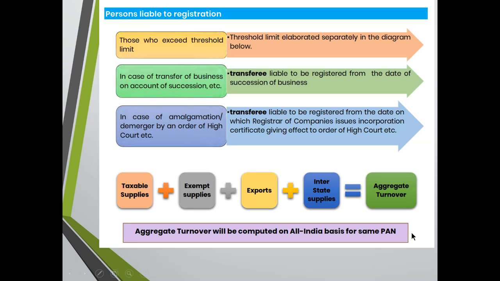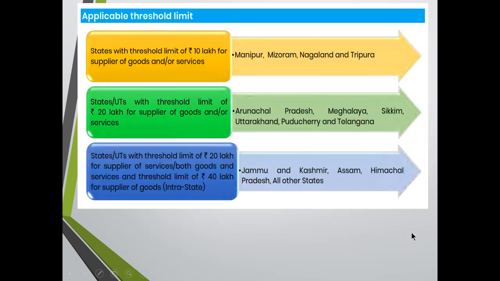Now, what is the threshold limit? State-wise, it would change. In the states of Manipur, Mizoram, Nagaland, and Tripura, if your total turnover is more than 10 lakhs, you would be required to get registration, both in case of goods as well as services. Goods turnover, service turnover, or both goods along with services. If it is more than 10 lakh rupees, then automatically they would be required to get registered.